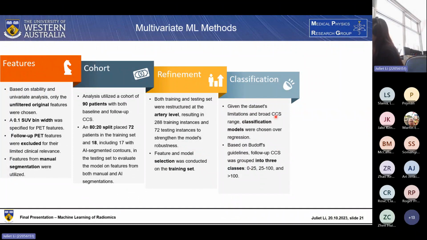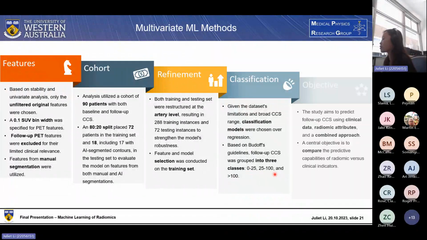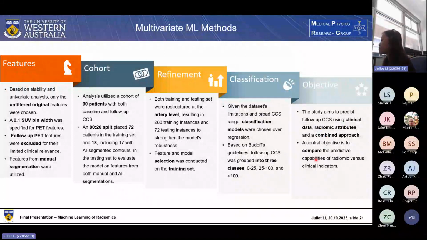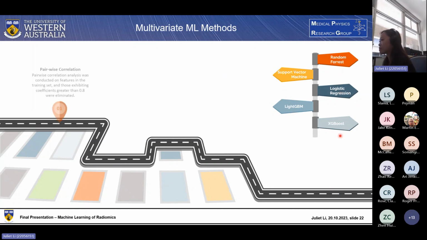Due to the broad range of calcification scoring and the limitation of the size of the data set, we'll be using classification models. And the follow-up calcium score is partitioned into 3 groups: 0 to 25, 25 to 100, and greater than 100. So we will be training 3 models, clinical, radiomics, and a combined approach, to compare the capability of radiomics features versus clinical indicators. We'll be using 5 classification models: random forest, SVM, logistic regression, and 2 gradient boosting methods.